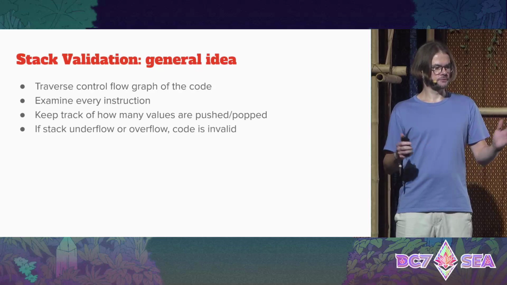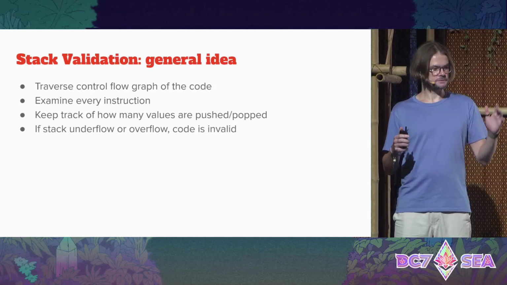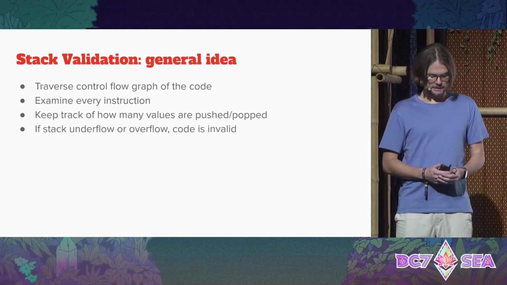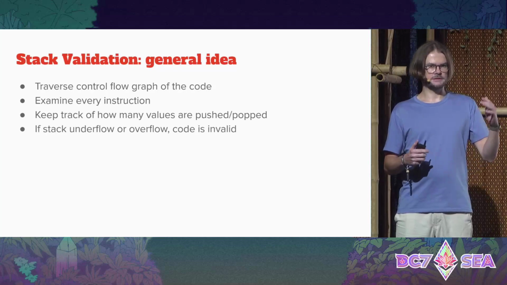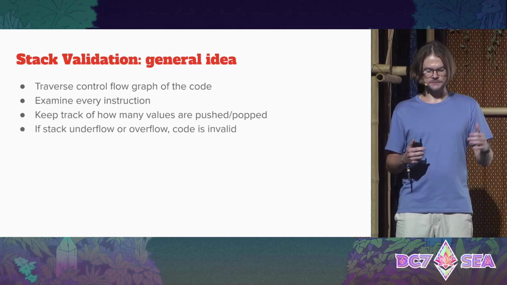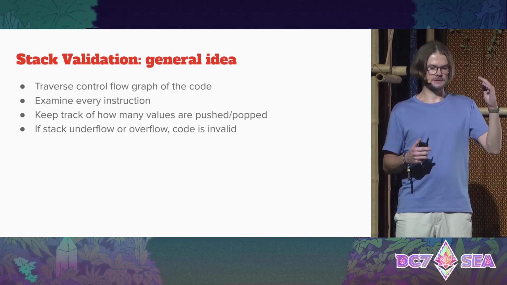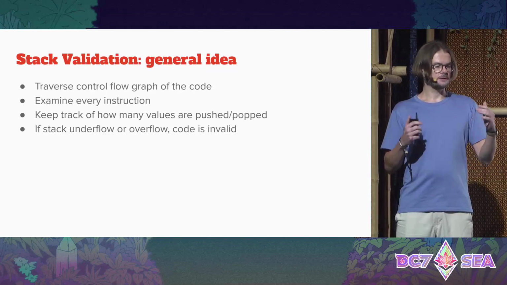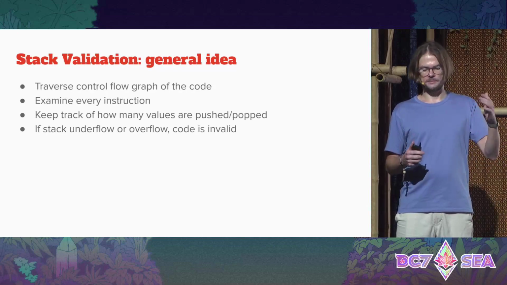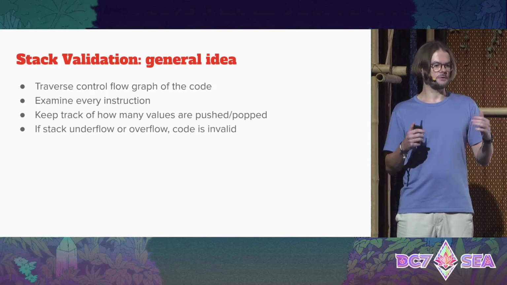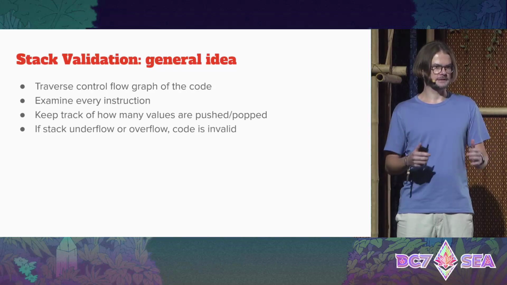A very high-level overview of how stack validation would work. We go through the control flow graph of the code, examine every instruction and see how many values it pushes or pops from the stack, and keep track of what is the current stack height. If it ever goes below 0, we detect underflow. If it ever goes above the stack height limit, we detect overflow and reject this entire code as invalid and do not allow for it to be deployed.